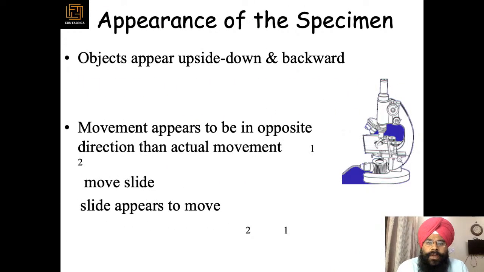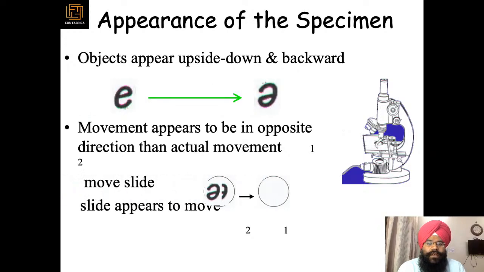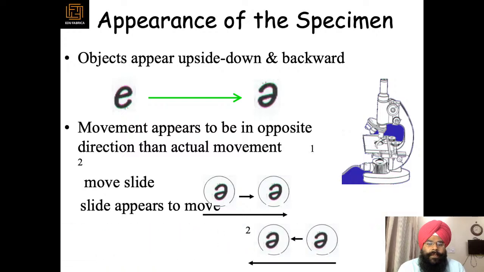So the object appears to be upside down and backward. We see the back side of the object and it's upside down. Movement appears to be in the opposite direction of the actual movement. So like this, E, E, E, E. Whatever the direction of this was, it will be in this form, opposite, upside down and backward.